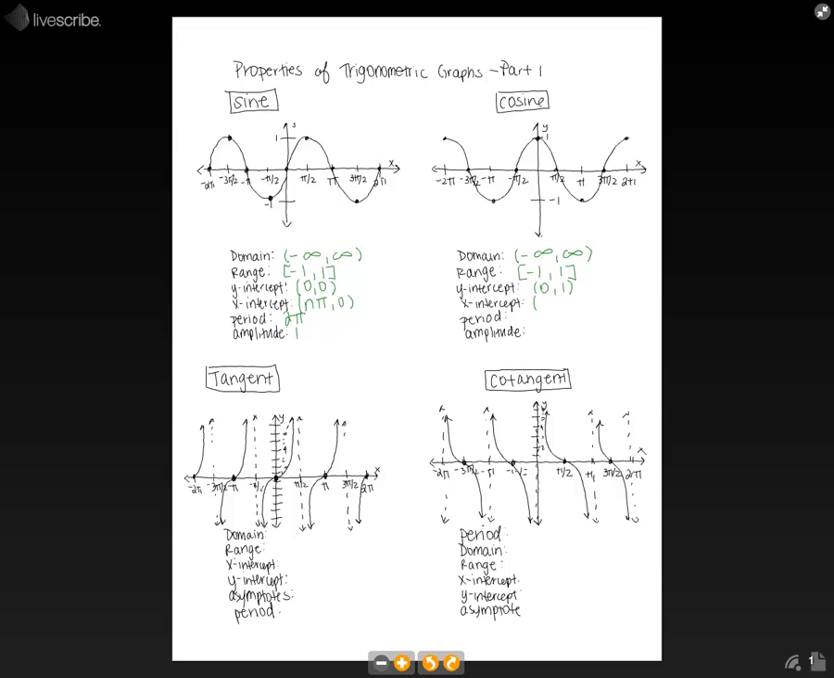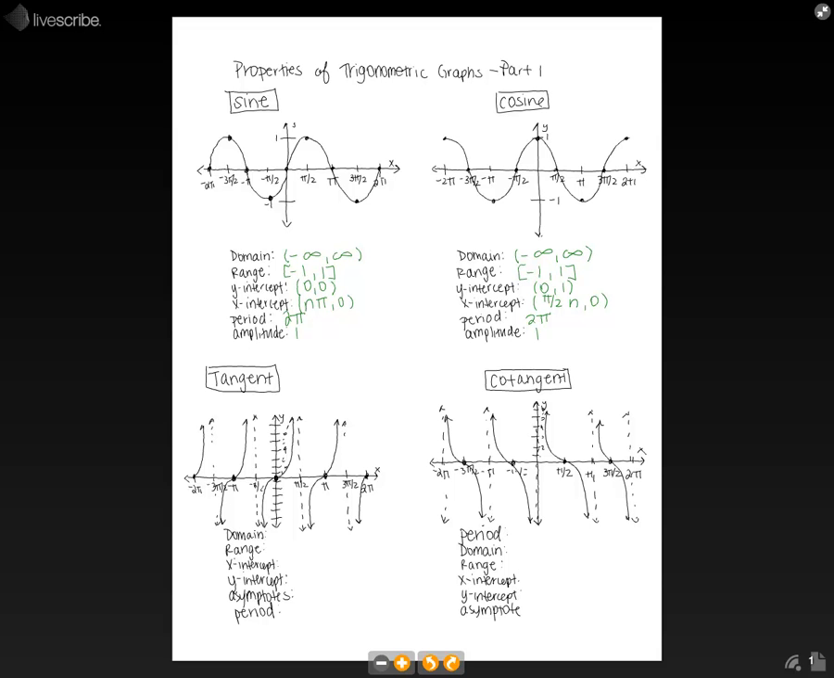The y-intercept is 0, 1, because it crosses the y-axis at that point. And the x-intercept is pi over 2 times n, comma 0, because it crosses the x-axis at multiples of pi over 2. So pi over 2, 3 pi over 2, etc. The period is also 2 pi, because from negative 2 pi to 0, we start up, we go down, we come back up. From 0 to 2 pi, we start up, we go down, we come back up. And the amplitude, again, is 1.